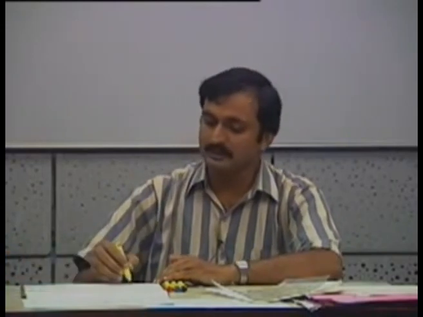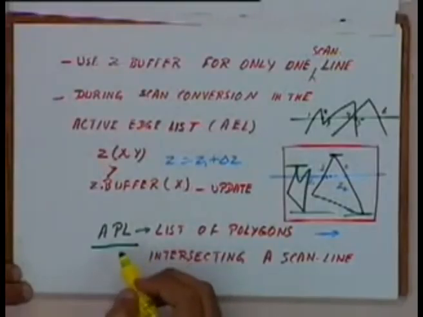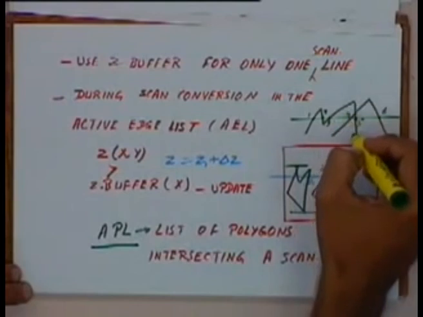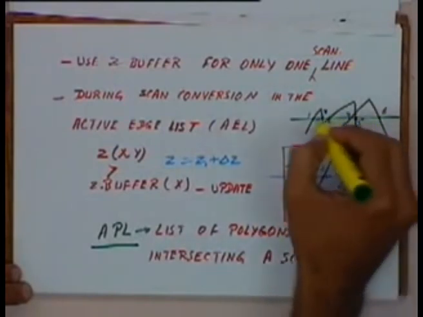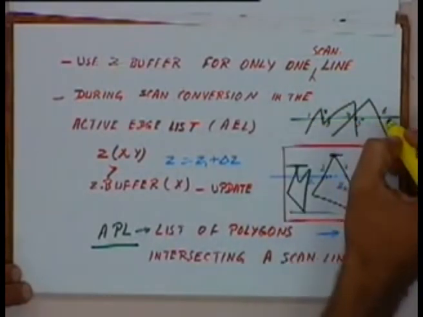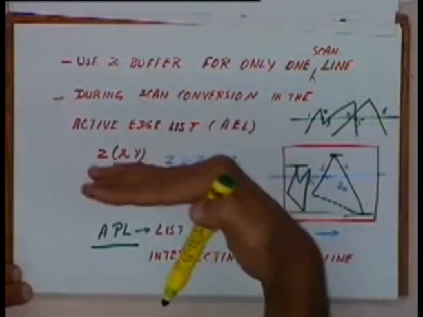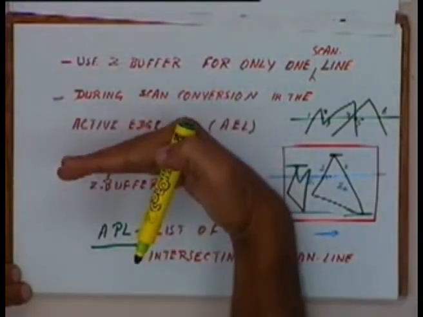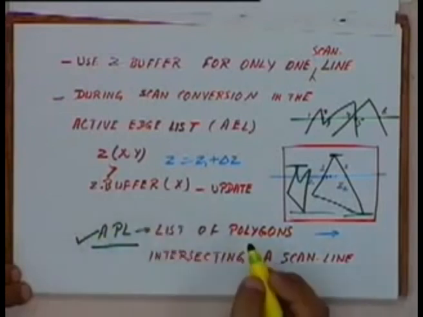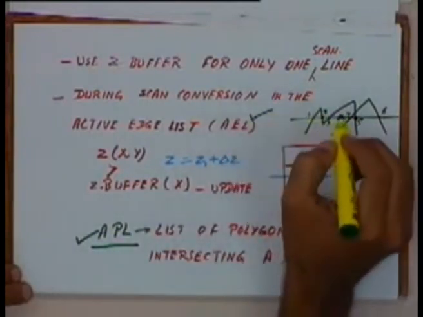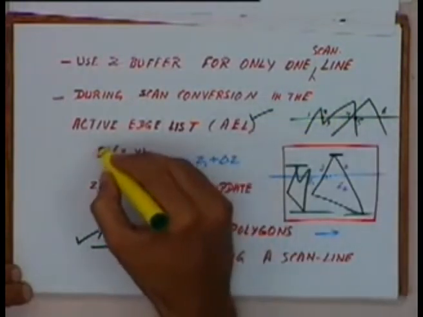Okay, so typically we can maintain an active polygon list and then for each polygon we will have an active edge list which will help us scan convert at that scan line. And then when we move from one scan line to the next scan line, we will have to update the active polygon list, we will have to update the active edge list and we will have to update the z values.